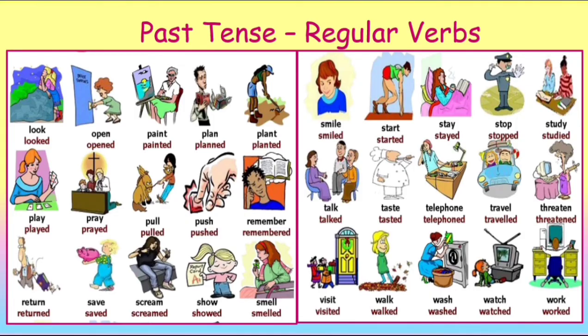Now in the past tense there are two kinds of verbs. One we call regular verbs and the other irregular verbs. Now what are regular verbs? In regular verbs we either add a d or ed. Let's see some cases which are given here.